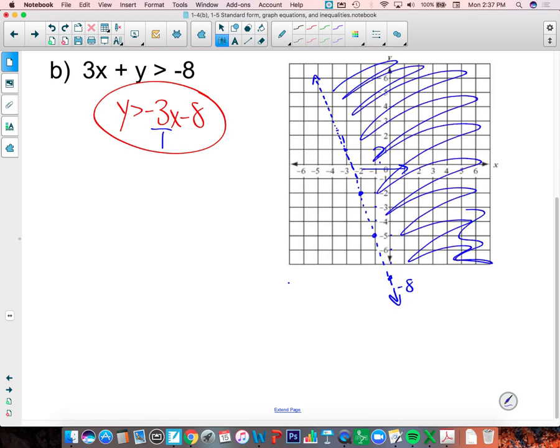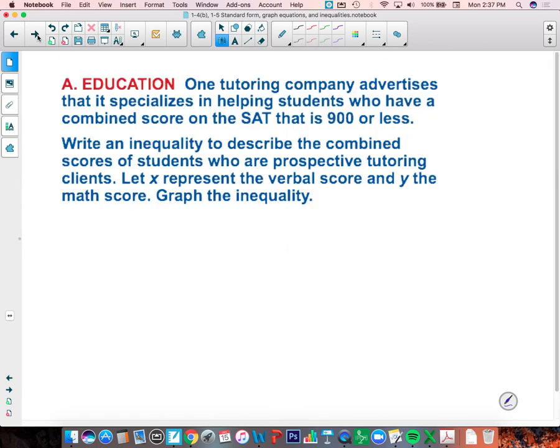And again, if you're unsure, you can do those checkpoints. So here I can pick 0, 0. And 0, 0 would work here. Okay, 0, 0 would be a point that does work on this one. Okay? So those are the two graphing inequalities.